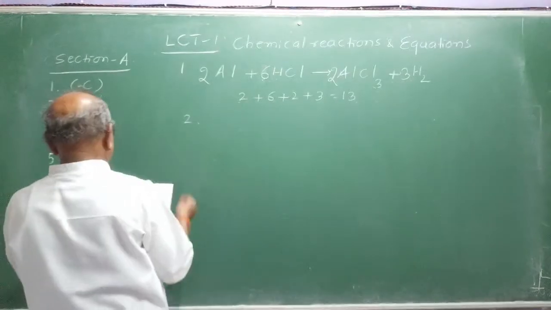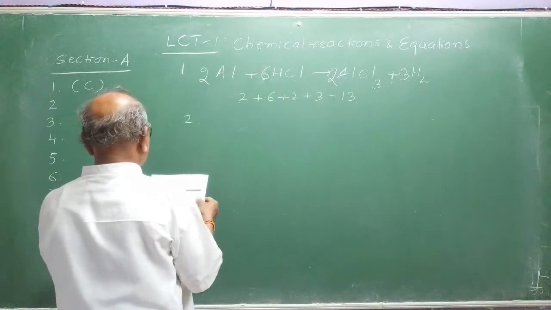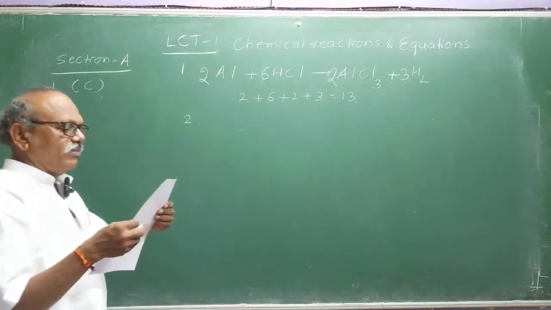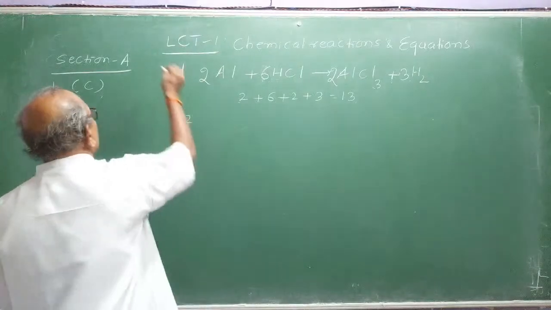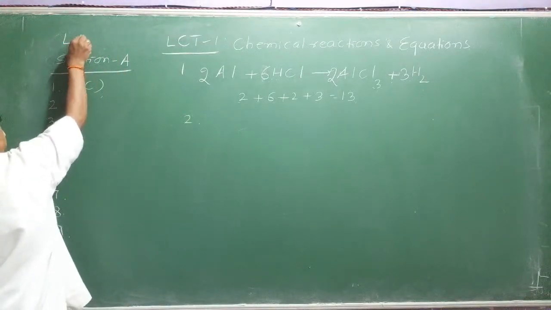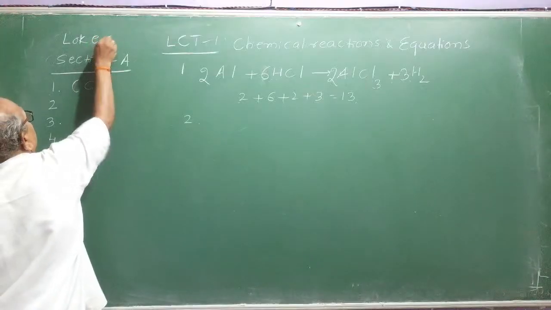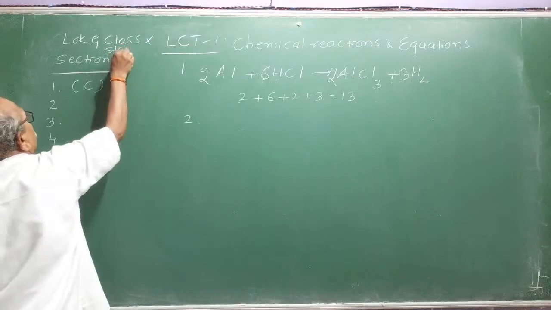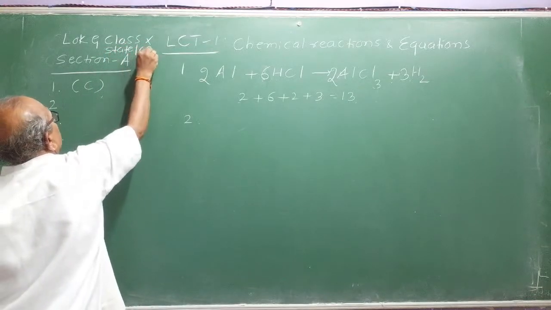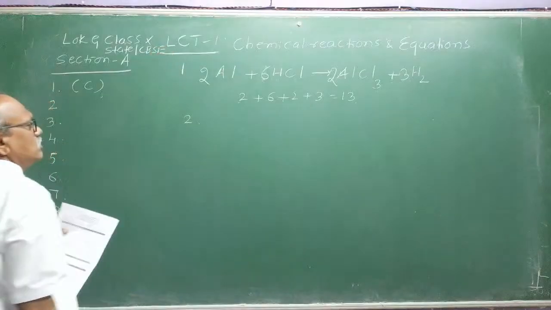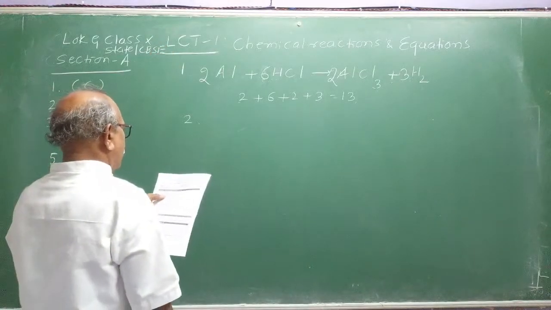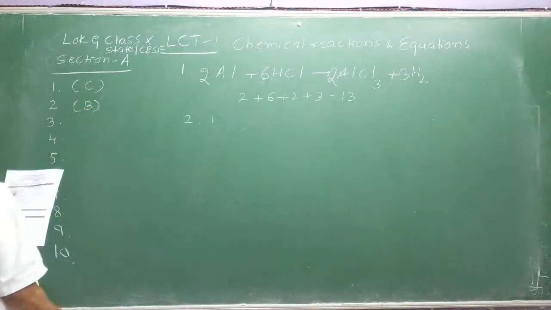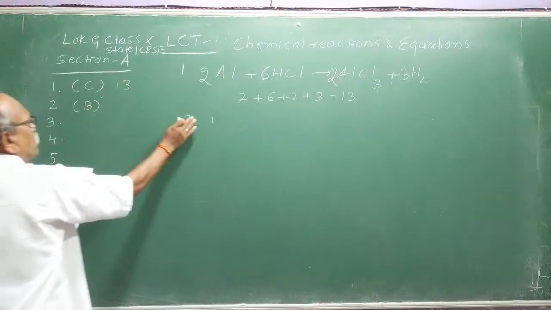Okay, second question. On strongly heating ferrous sulfate crystals, the solid residue and gases formed are respectively. In class 10, I sent a paper at 7:30, class 10, state and CBSE. I asked you to solve. The correct answer is B. You have to write the answer also.